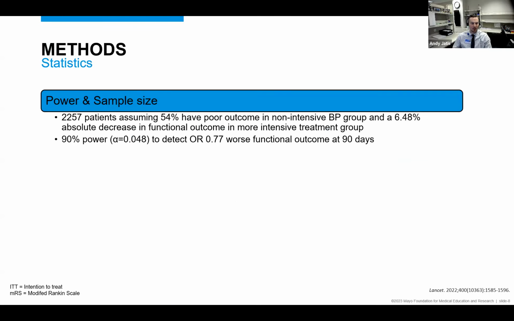Moving on then to our methodology from a statistical standpoint, when looking at their power and sample size, they expected enrolling 2,257 patients, assuming that 54% of the patients would have a poor outcome in the non-intensive blood pressure group. And that with assignment to the intensive treatment group, patients would have an absolute reduction of 6.48% as far as their shift in their functional outcomes. And that this would provide a 90% power to detect an odds ratio of 0.77 for those worst outcomes at day 90.